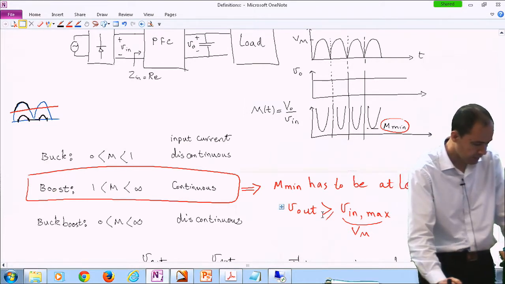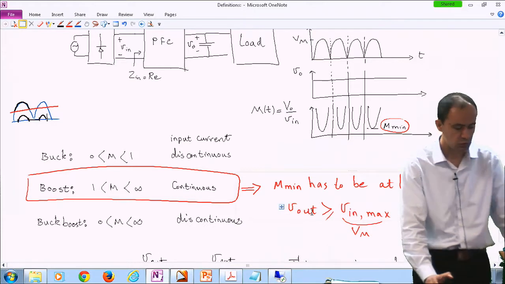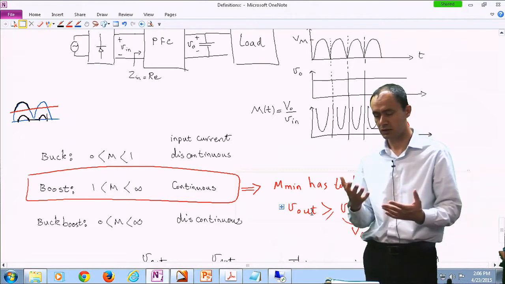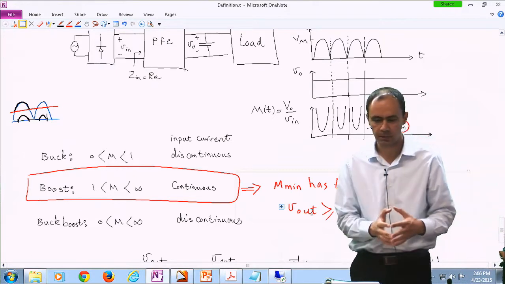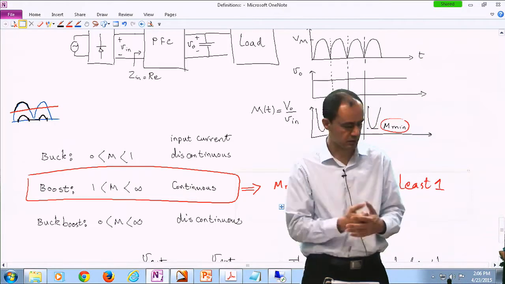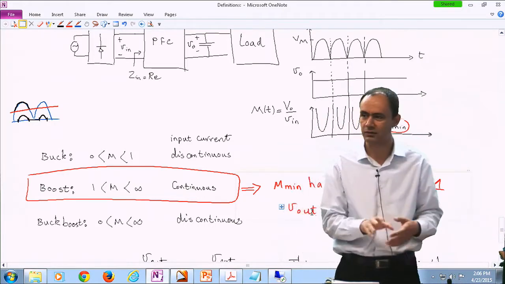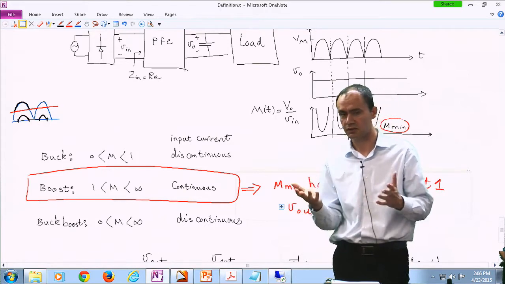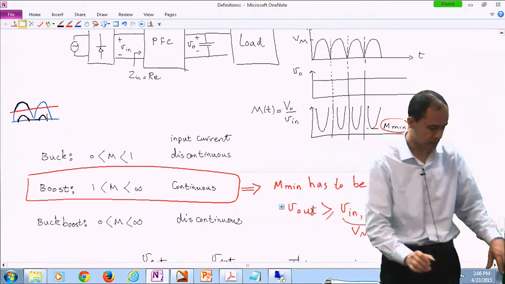And again, remember that if you're using the boost topology, your output voltage should be larger than the peak value of the input voltage. Like here in the US, the voltage is 110 volts RMS, so 110 times the square root of 2, somewhere around 155 or 160. So your output voltage should be larger than that, for instance, 200 volts or something like that.